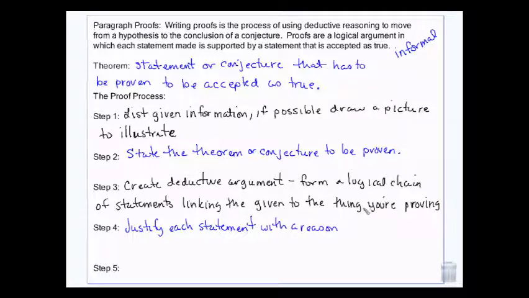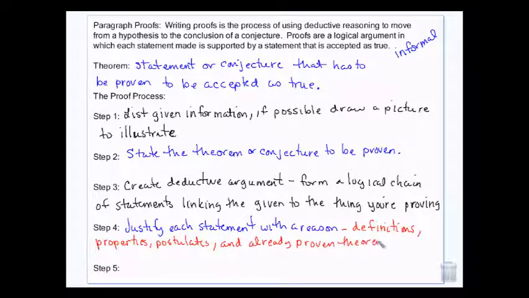Okay. Reasons. These are definitions. Properties. Postulates. And any theorem that has already been proven. And then step 5 is we state the proven.